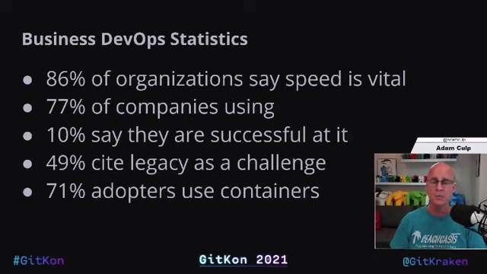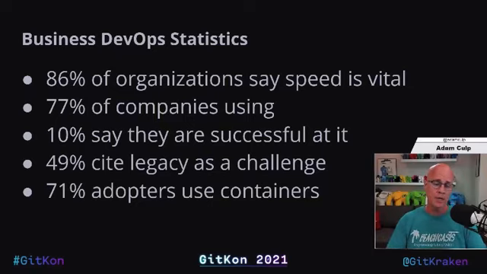86% says that it's vital to be fast and be able to do things in a faster way. However, only 77% of companies are actually using DevOps, using ways of automating things, according to some statistics. Out of that 77% that say they're using it, only 10% say that they're successful at it. So there's still a lot of ground to make up there, whether it's better tooling, more training, or making it easier for them to use. We really need to work on that 10%.